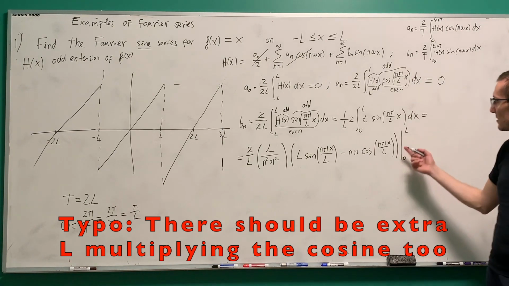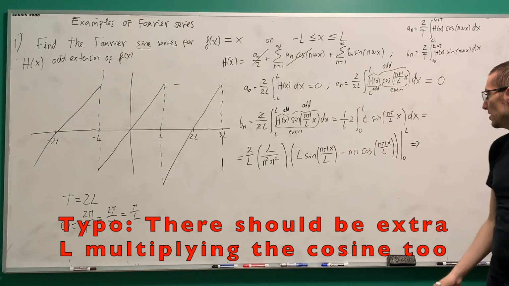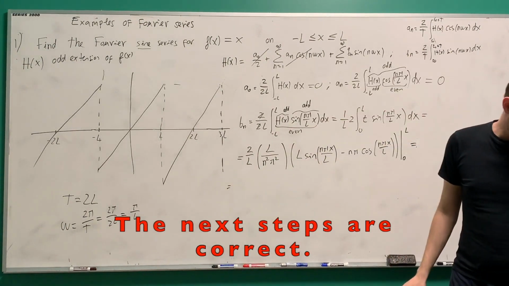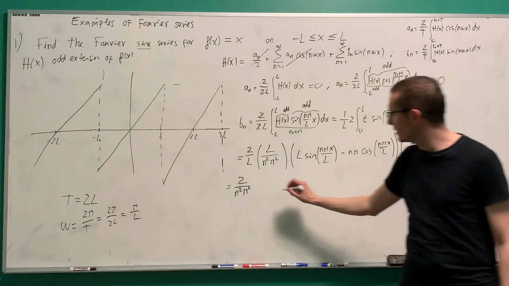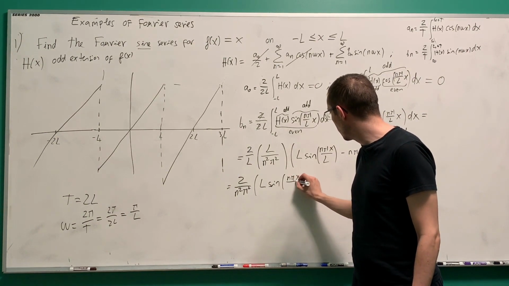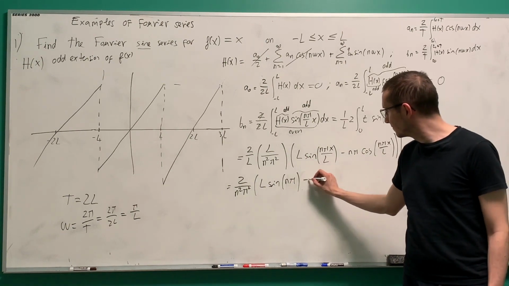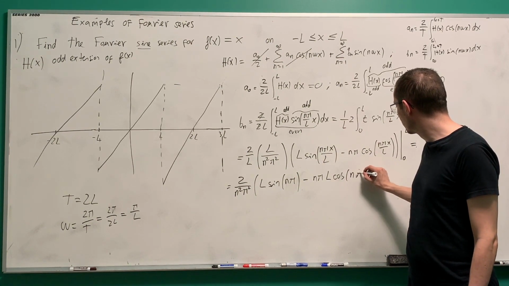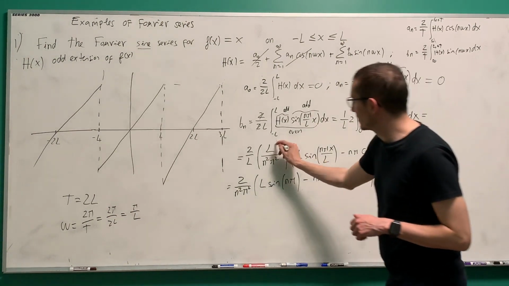If I evaluate at the limits, that's easy. The cosine of 0 is 1, the sine of 0 is 0, and then at L this becomes sine of n pi. Well, I'll write it. This is equal to 2 over n squared pi squared, and then L sine of n pi, minus L n pi cosine of n pi. There we go. That's what you get when you simplify it. All right, wonderful. Now it's clear that the L's cancel, right?